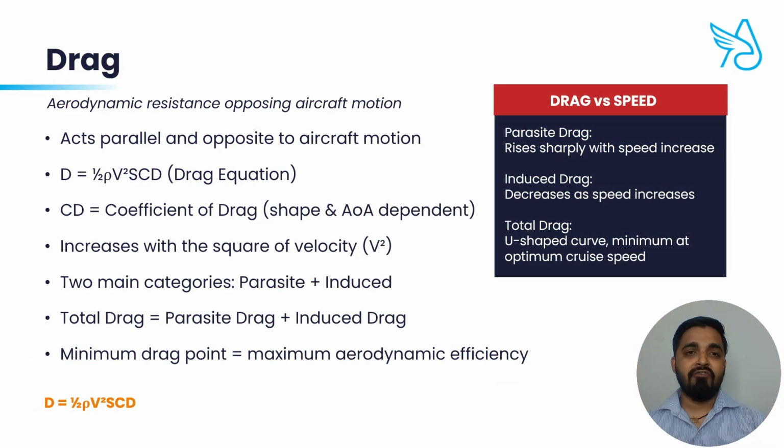The fourth aerodynamic force is the drag. It is the air resistance that opposes the aircraft's forward motion. Drag always acts backward, opposite to the direction of the aircraft's movement.